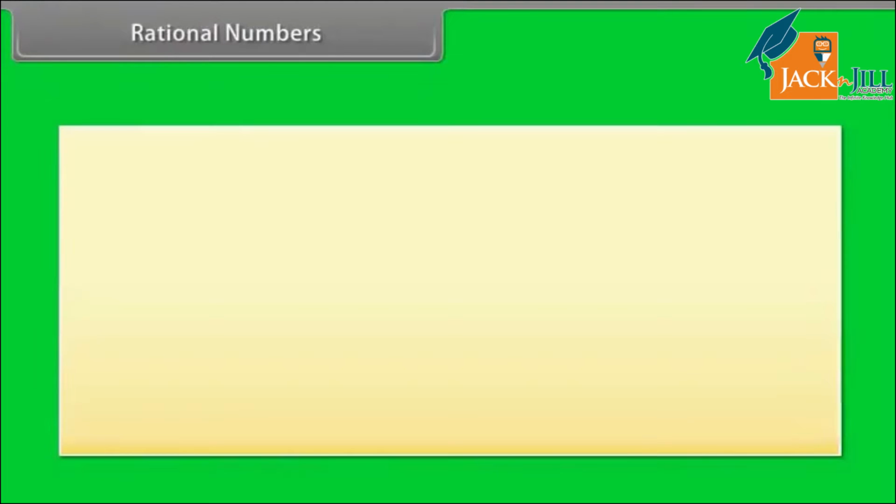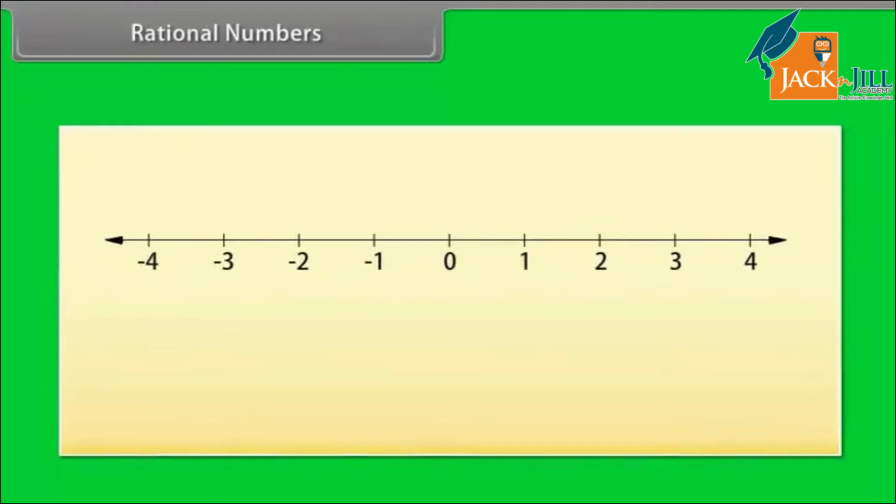Rational numbers. Now if we see between the numbers 0 and 1 or 1 and 2, we will see numbers like 1 by 4, 3 by 4 and so on. The collection of these numbers is called rational numbers. Rational numbers are denoted by the symbol Q.